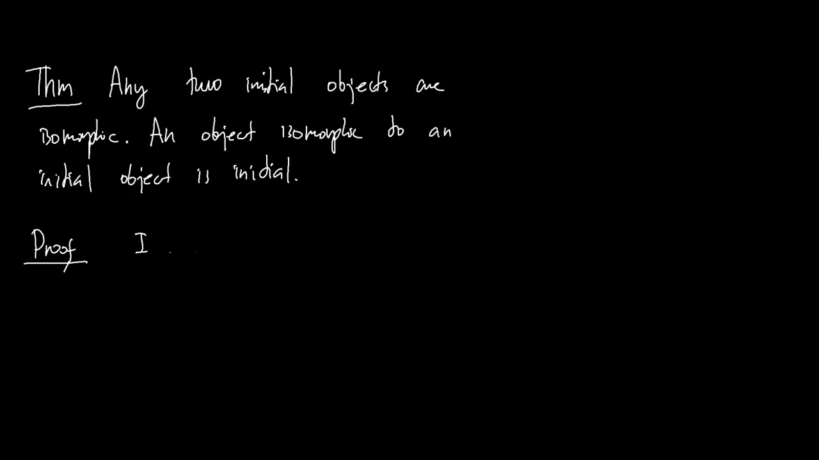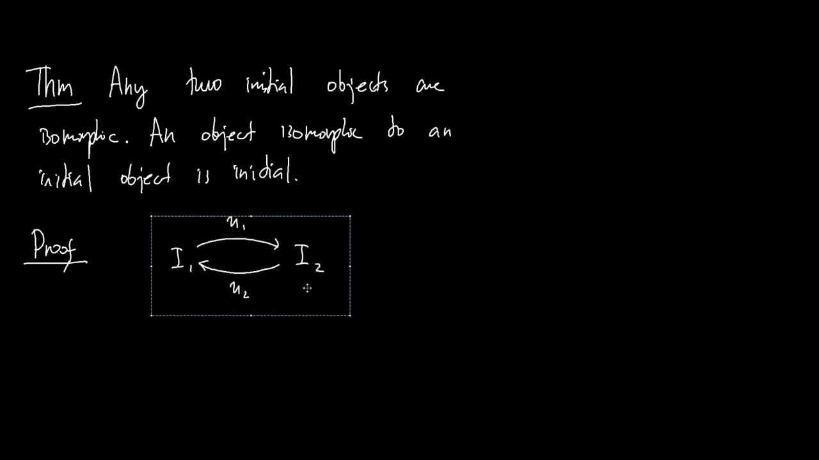So if you've got two initial objects, I think we might have looked at this at some stage. If we've got two initial objects, because they're initial, you will have these arrows going back and forth. And then you compose them. And the composites will be these looping arrows. And this one should be the other way around.